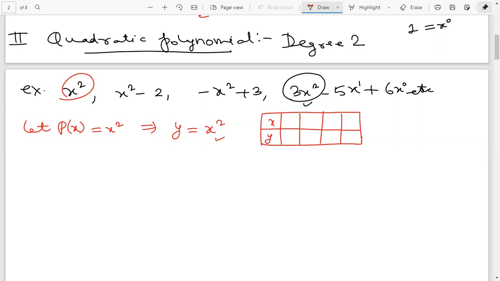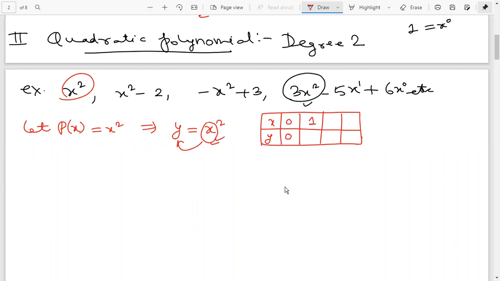First we'll take x values, because x is the independent variable. So first we'll take 0. X is 0, so 0 square is 0, y is also 0. Then we'll take x values, putting them here, and then we'll get y by squaring the x value.